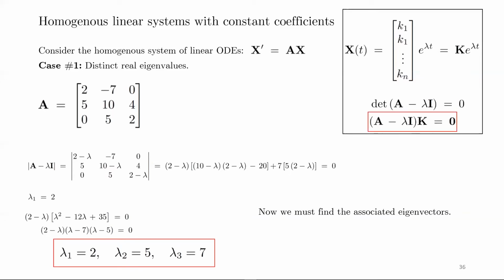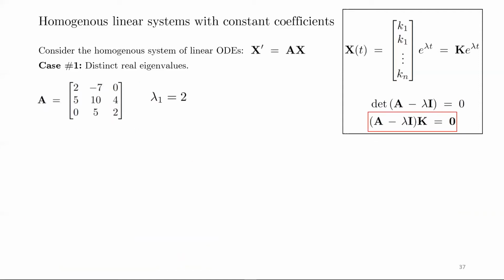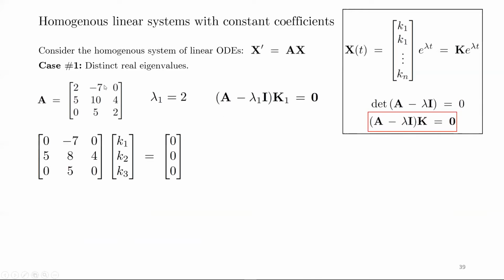So let's find the associated eigenvectors. Let's start with lambda 1 equals 2. To find the eigenvectors, I have to solve the equation A minus lambda I times the eigenvector that we're trying to find, k, equals the 0 vector. So if I do that, A minus lambda 1 times I times k1, which we're trying to find, equals the 0 vector, I can write that like so. 2 minus 2 is 0, 10 minus 2 is 8, 2 minus 2 is 0, times this eigenvector k1, which I'm going to write as k1, k2, and k3, equals the 0 vector.